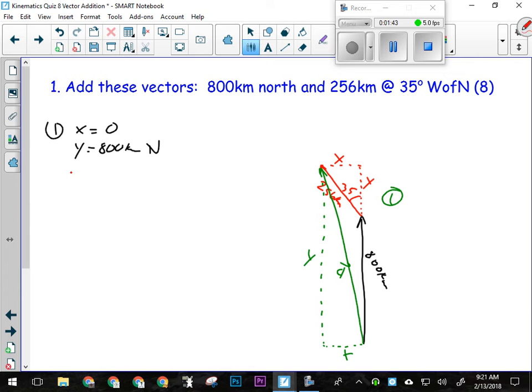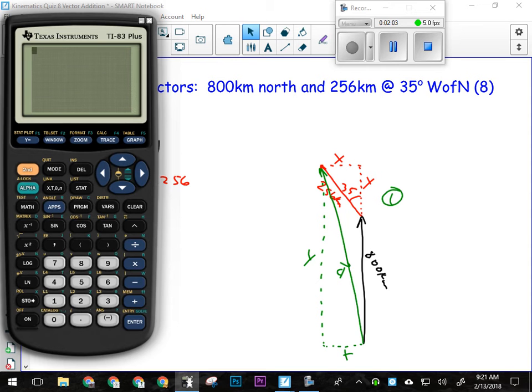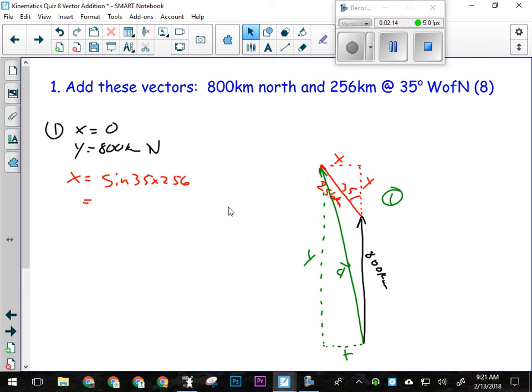Now we got to find x and y for our red vector, our 256 kilometer vector. Now, x is the opposite side, so I'm going to use sine to find it. So x will be the sine of 35 times 256. So 146.8356 kilometers, and that's west. This is a method mark only.